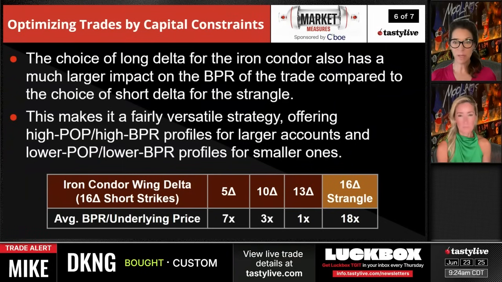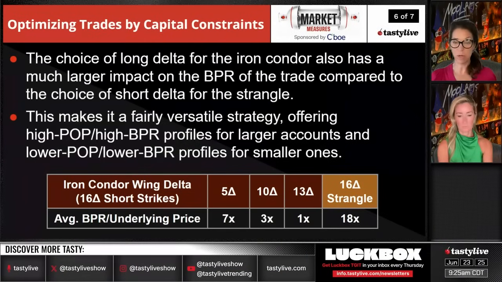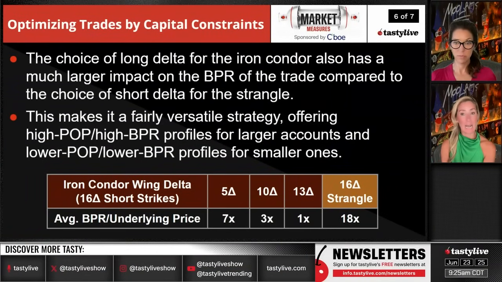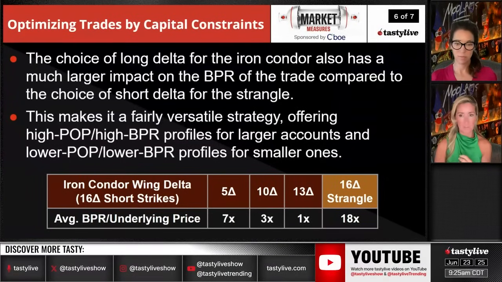All right, optimizing trades by capital constraints. The choice of long delta for the Iron Condor also has a much larger impact on the buying power of the trade compared to the choice of short delta for the Strangle. So this makes it a fairly versatile strategy, offering high pop, high buying power profiles for larger accounts and lower pop, lower buying power reduction profiles for smaller ones. It does make Iron Condors a very versatile strategy. I'll put a gold star on that one, because you can make whatever risk reward scenario you want in there, and you can kind of retrofit it for yourself.